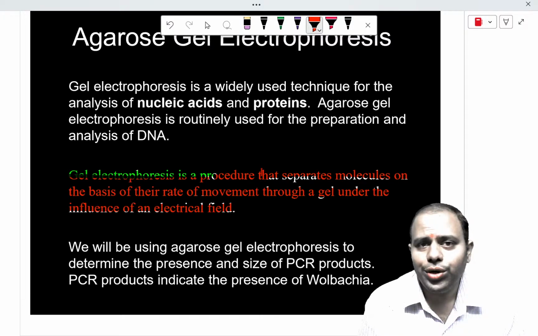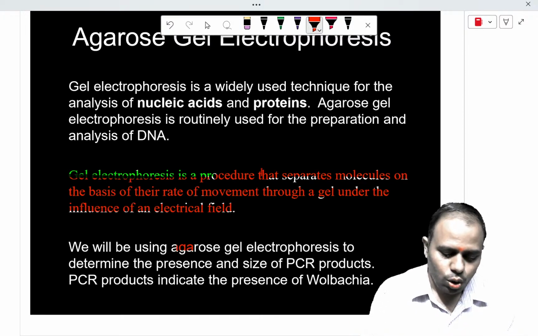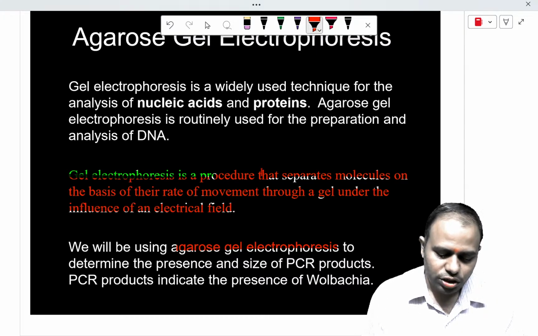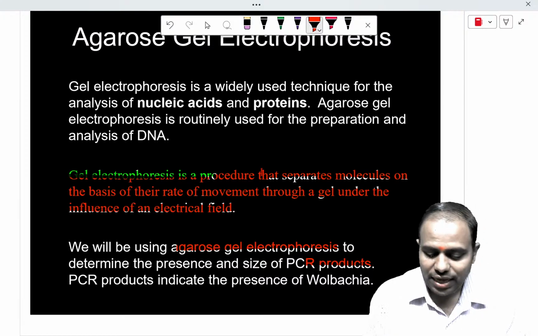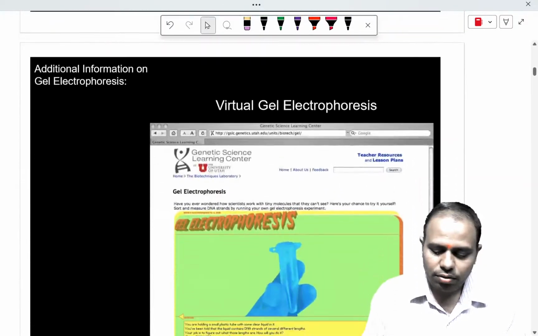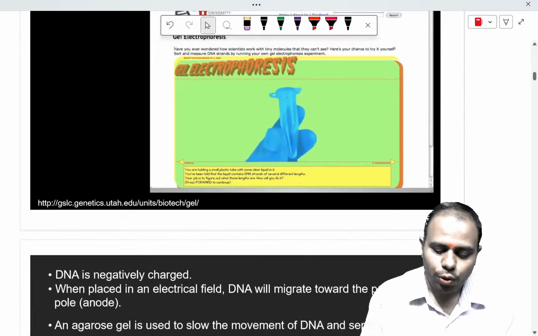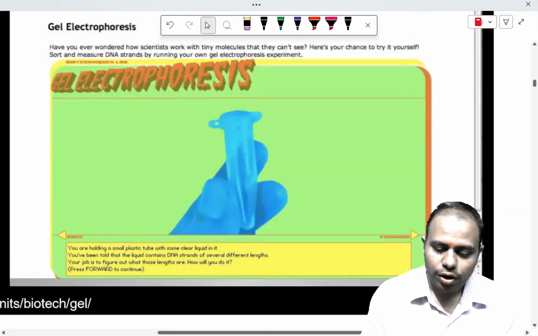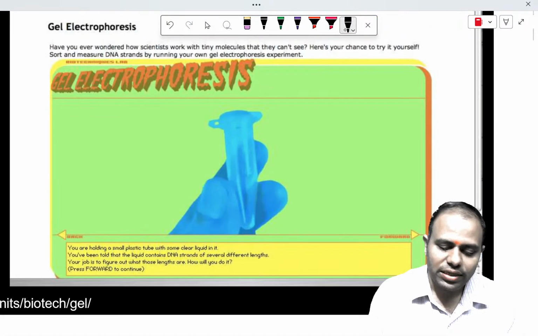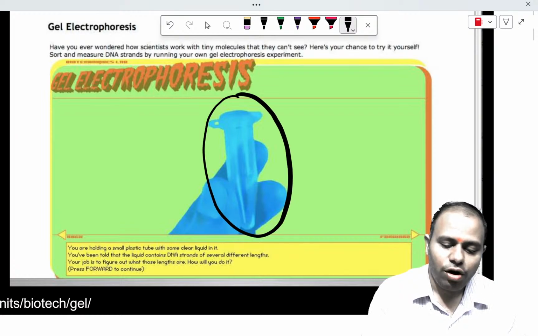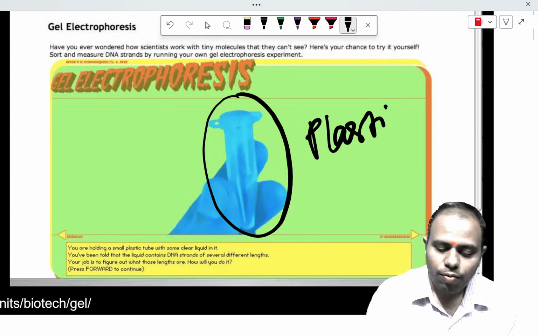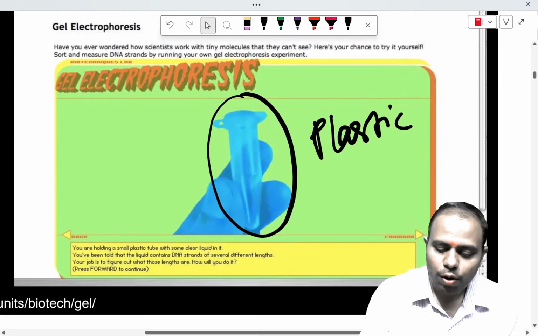Here we will be talking about agarose gel electrophoresis to analyze different kinds of products. It can be PCR products of DNA, the presence of different kinds of DNA samples, protein samples, etc. We are going to see this. This kind of tube is called an Eppendorf tube or vial. It is generally made of plastic, autoclavable plastic, that can be autoclaved so that you can store the DNA.